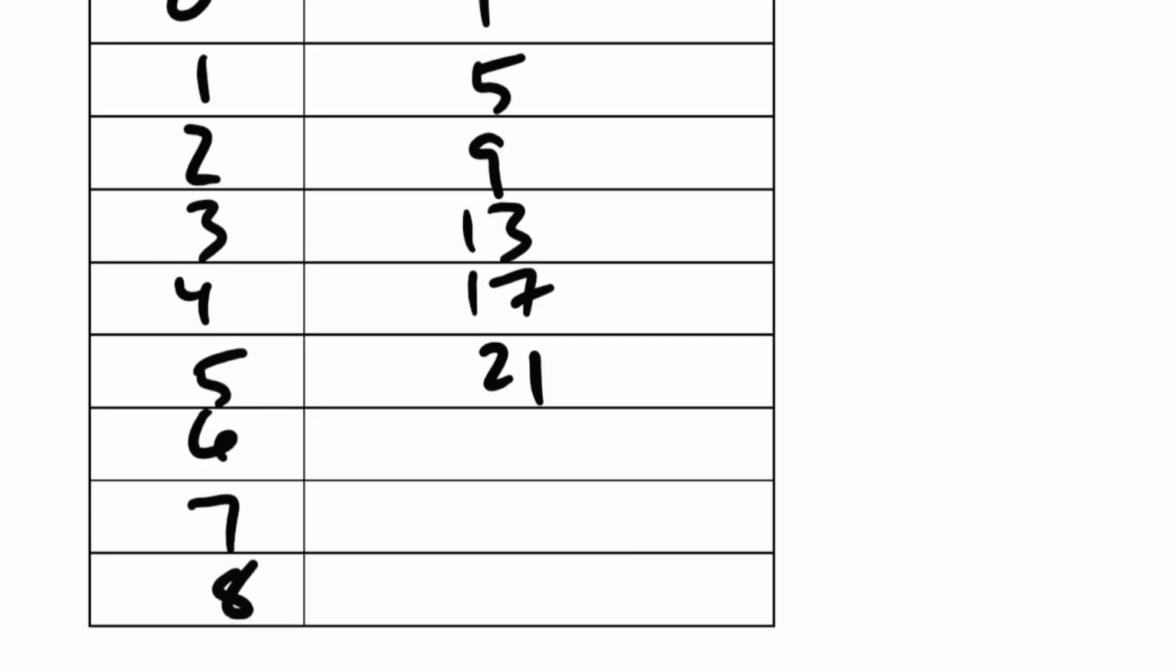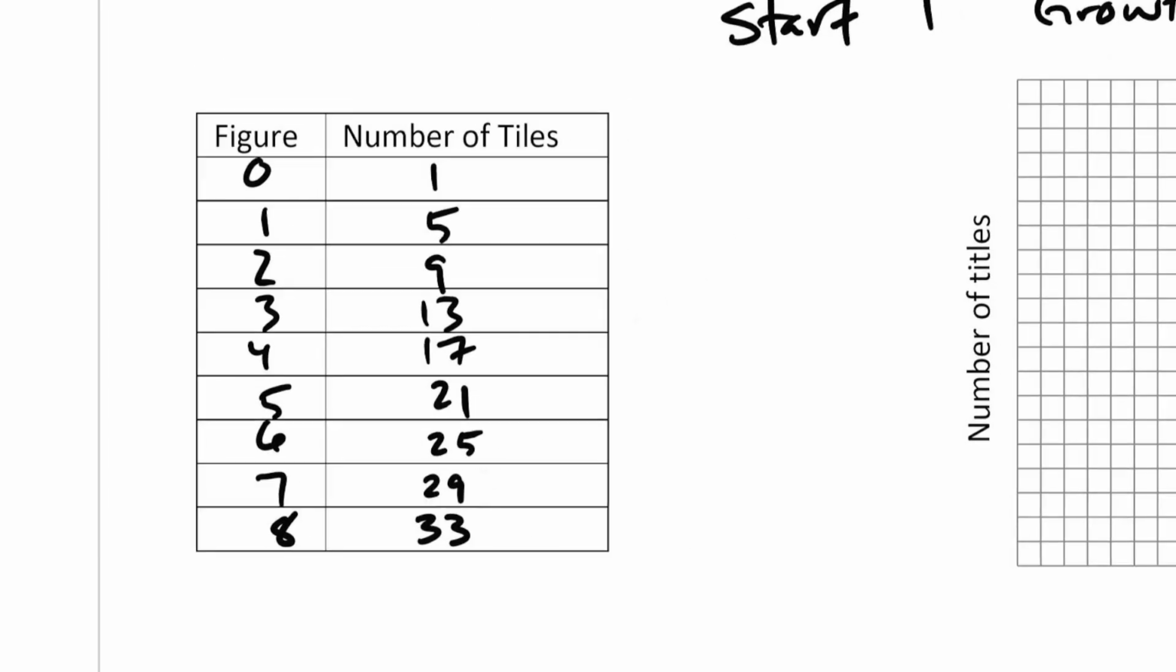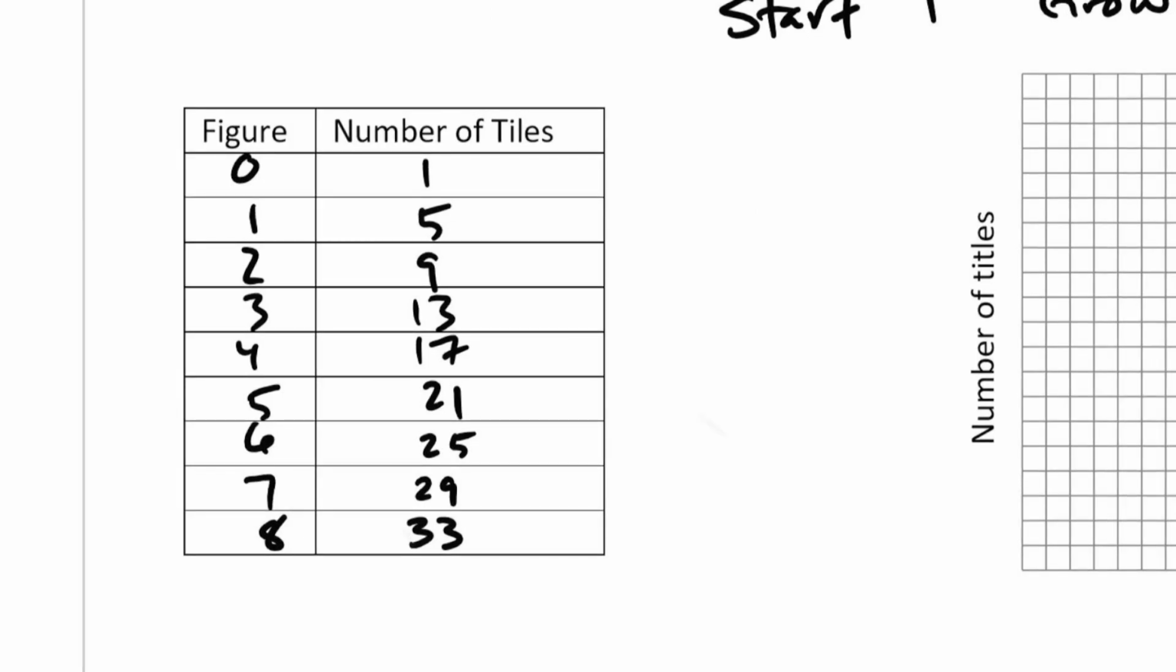21 plus, if I keep going, 21 plus 4 is 25. I don't know this far. This would be 29, and 29 plus 4 more would be 33, right? Yeah, 33. So that's my table for this situation.